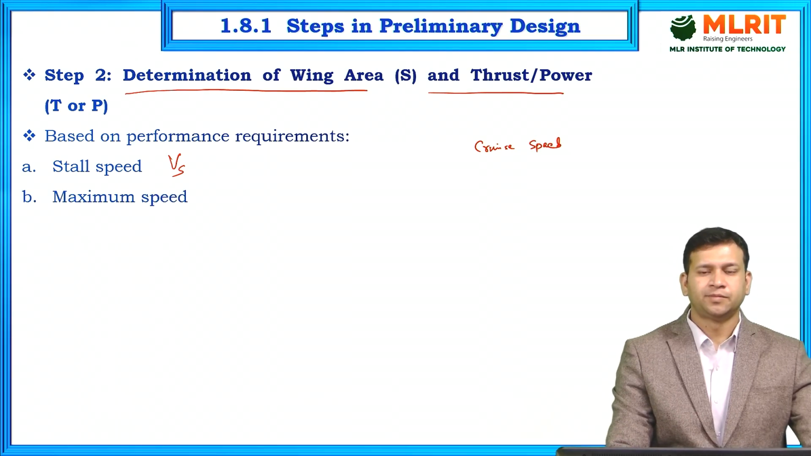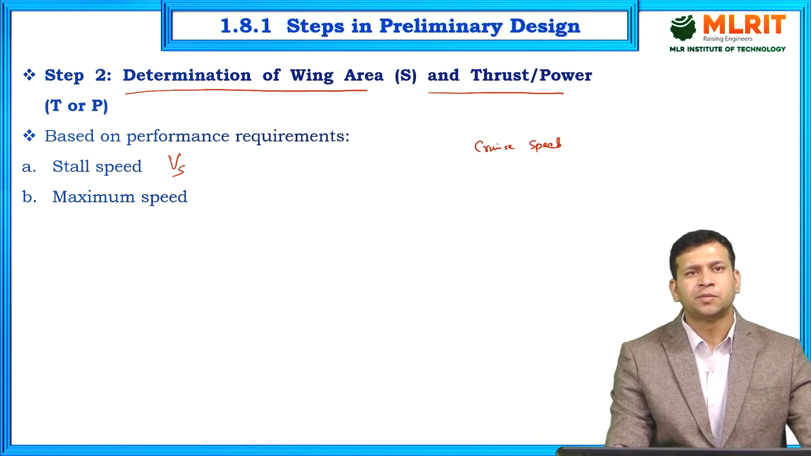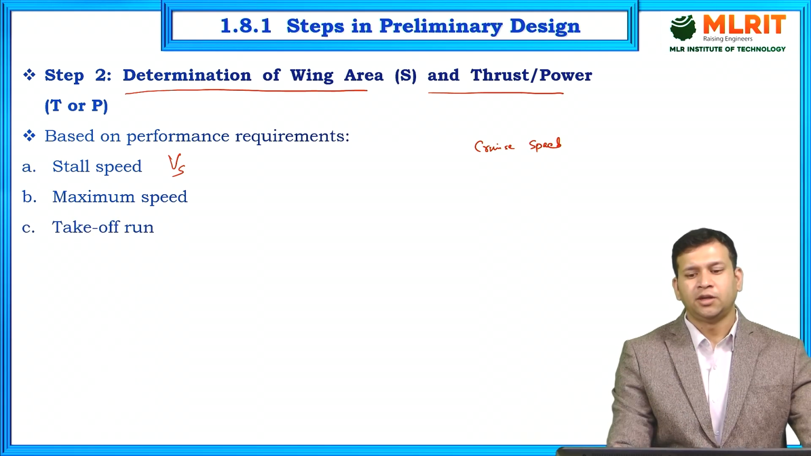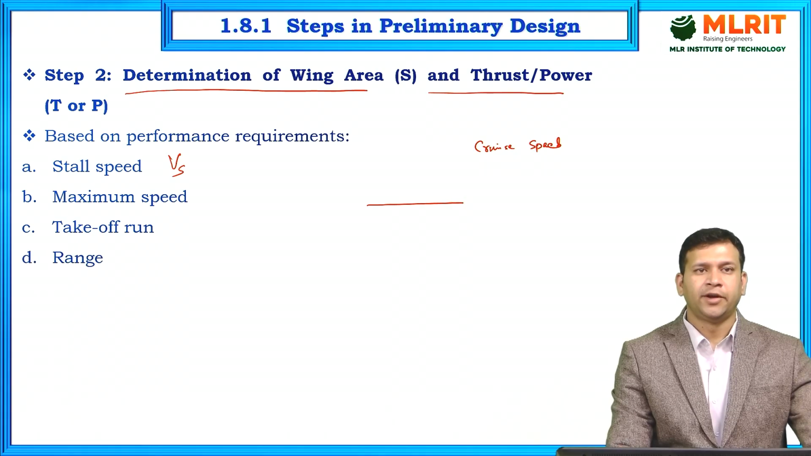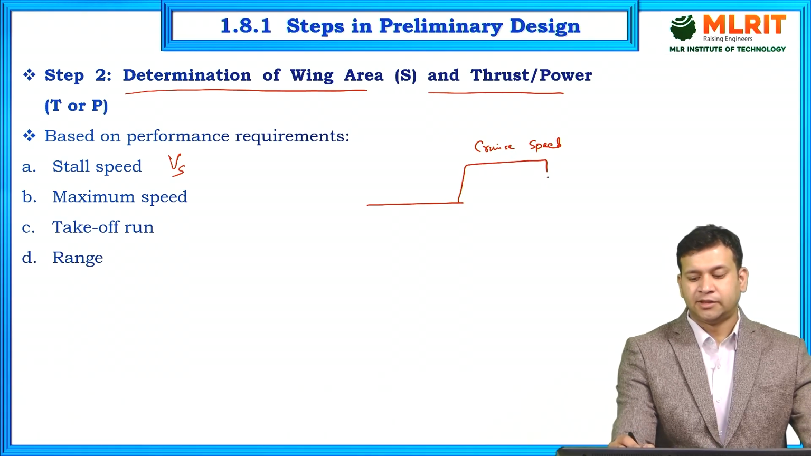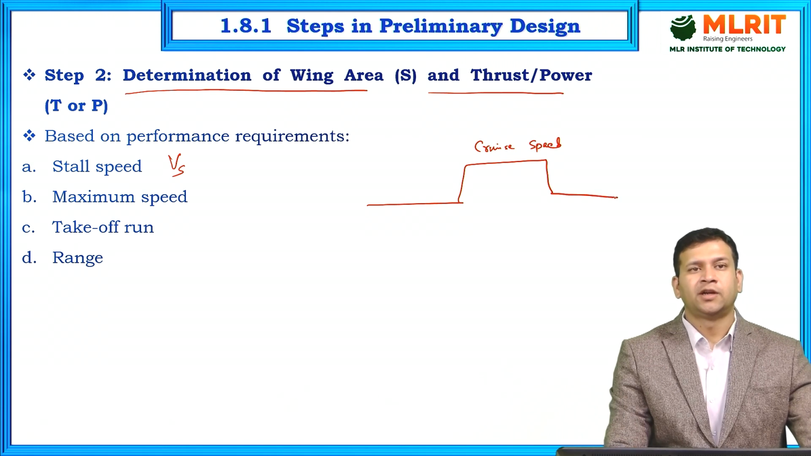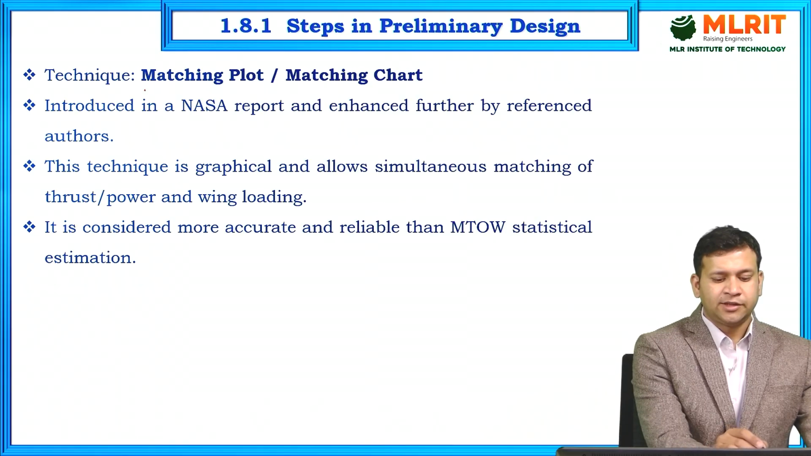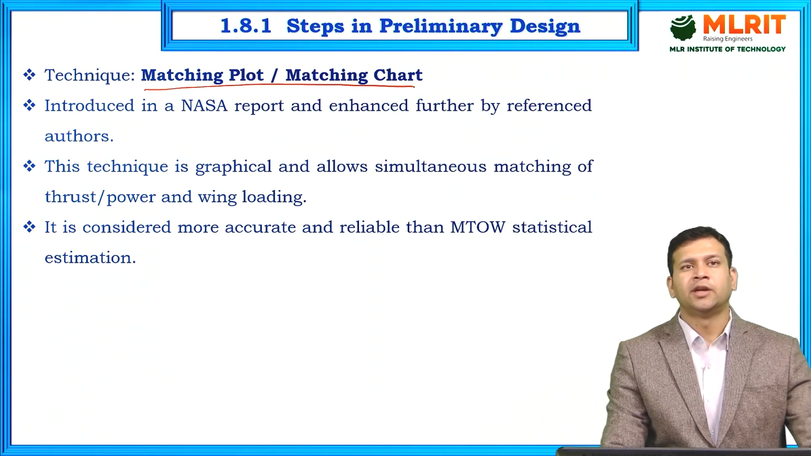Maximum speed, it can be more than this cruise speed. Then takeoff run, how much runway we need. Range, what's the distance my aircraft has to travel in one payload of fuel. Then rate of climb.